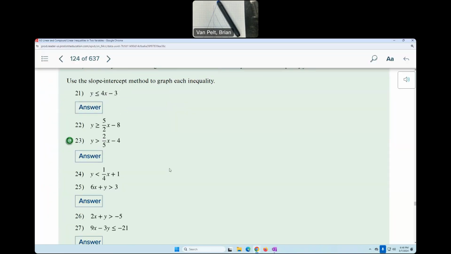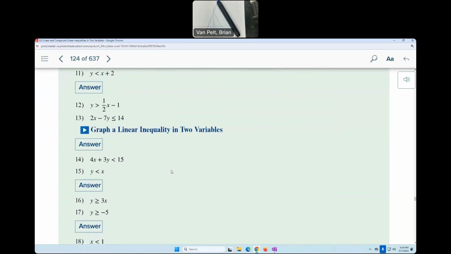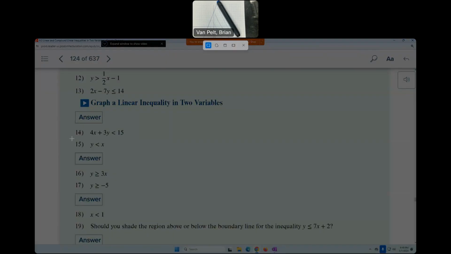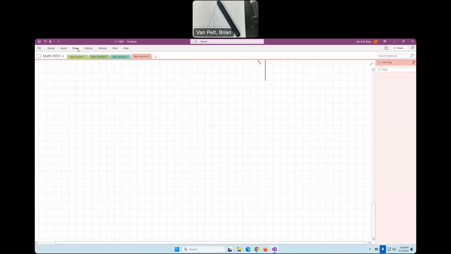Now let's handle some of the strange ones. Let's start first with y equals x. I'll do number 15. I'm going to show you how to make use of some information you may not know is available to you in this problem.